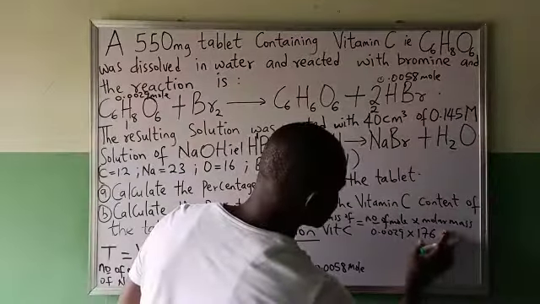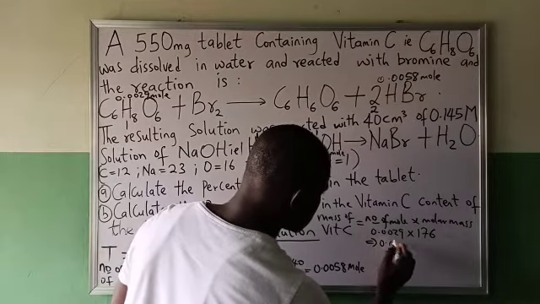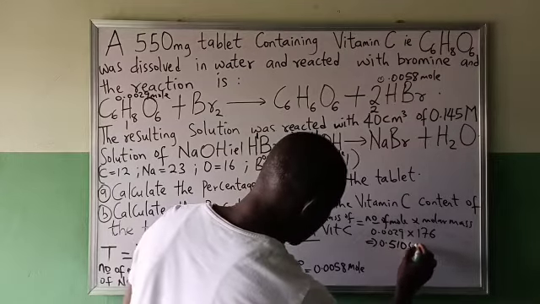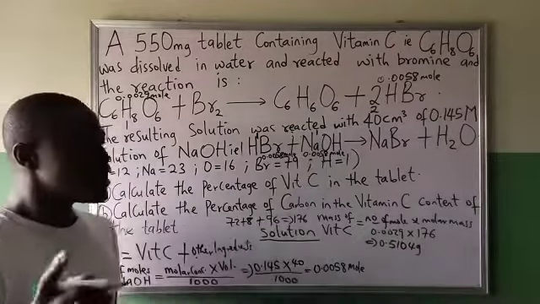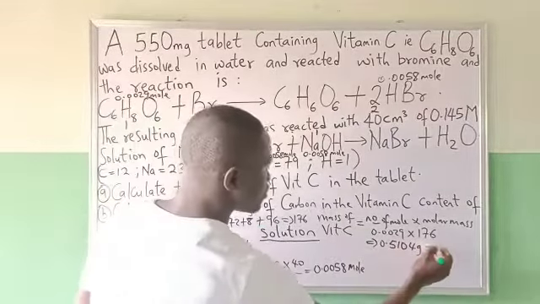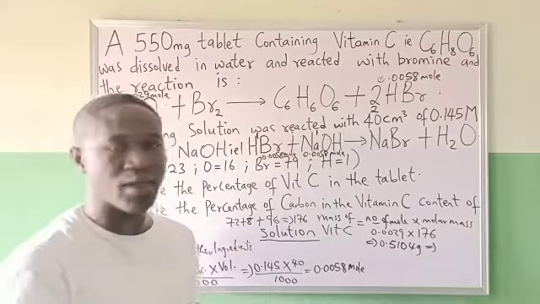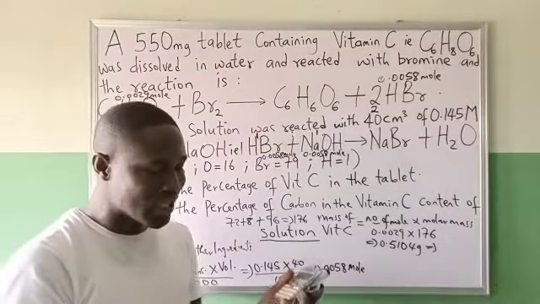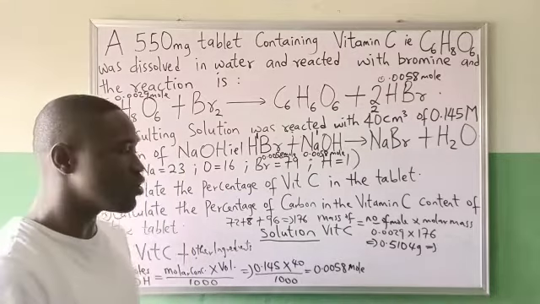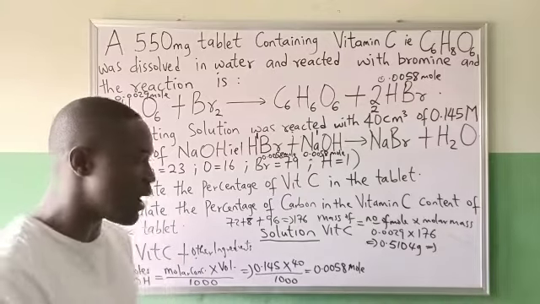0.5104 grams. Let's write it clearly. Now, to convert this gram to milligram, they have a relationship. If you want to convert gram to milligram, you multiply the gram given to you by 1000.